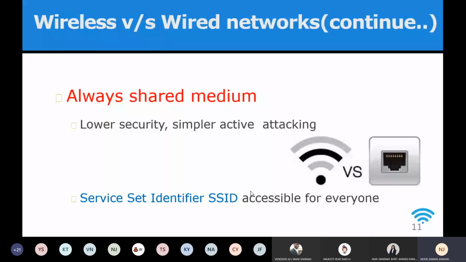And the service set identifier, which is known as SSID, is accessible. I hope you know the SSID. Whenever you go to your router, you can find your SSID. Or when you are trying to connect your device to the Wi-Fi, you can see names like Taylor network, this is your home network, this is my network. Those names are known as SSID. SSID stands for service set identifier. The full version is service set identifier.